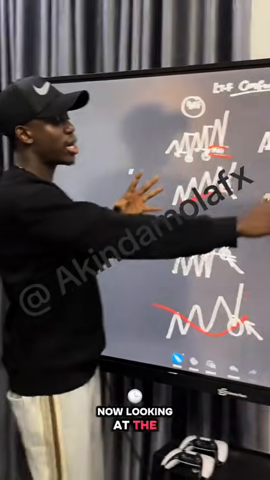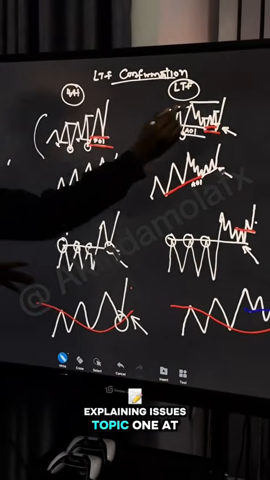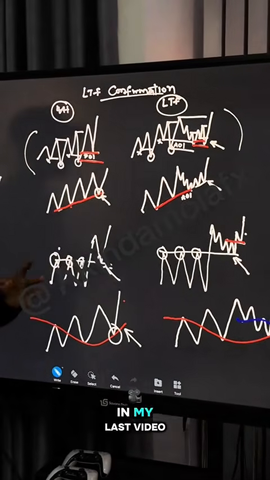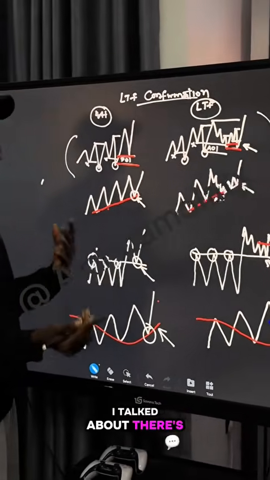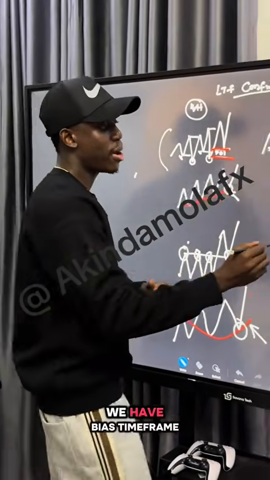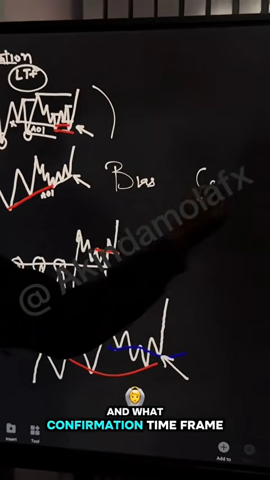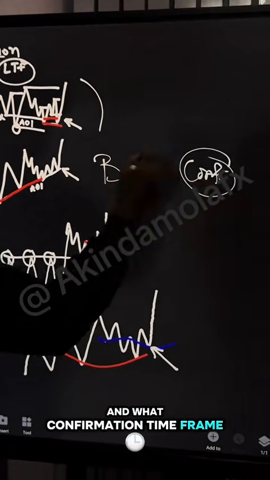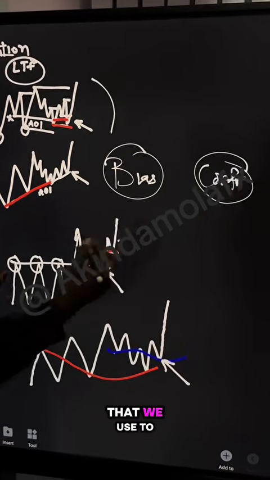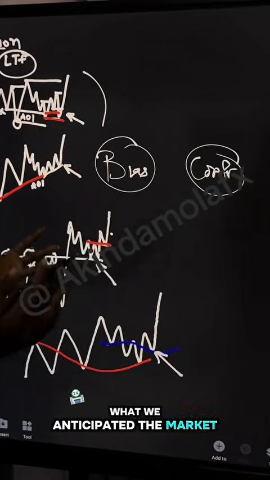Now, looking at the diagram that I have on my board, I'll be explaining each topic one at a time, right? So now, remember in my last video, I talked about there's two types of time frame. We have bias time frame and what? Confirmation time frame. What is our bias time frame? Our bias time frame is the time frame that we use to know the overall direction of what we are anticipating the market to do.